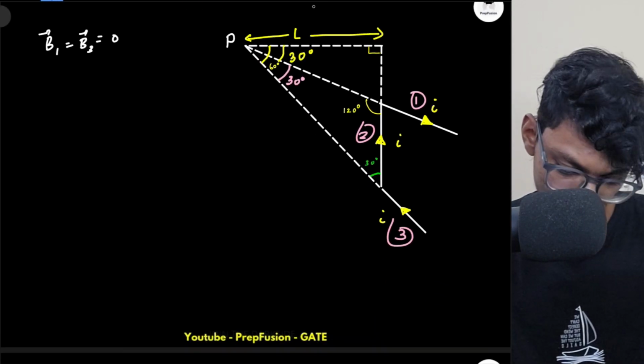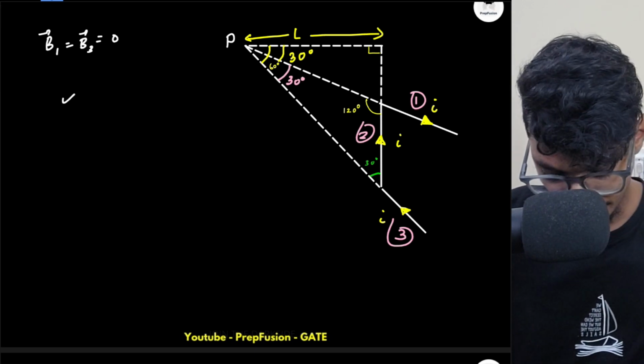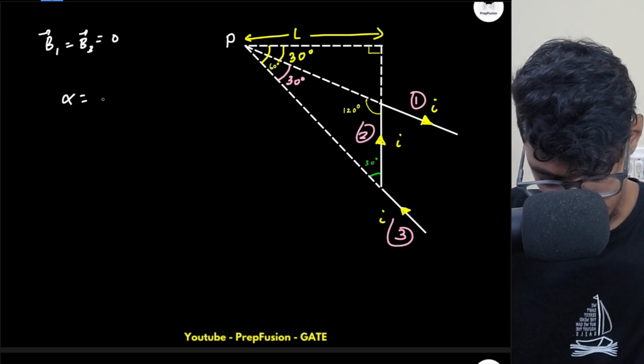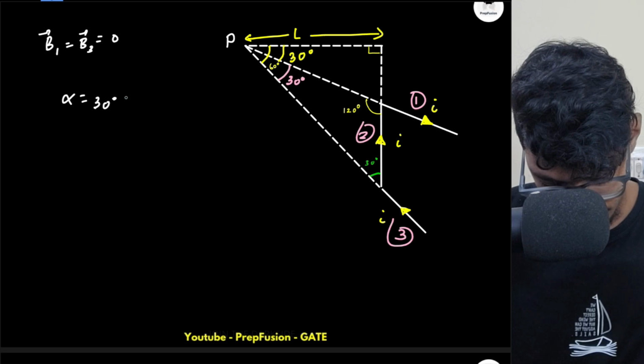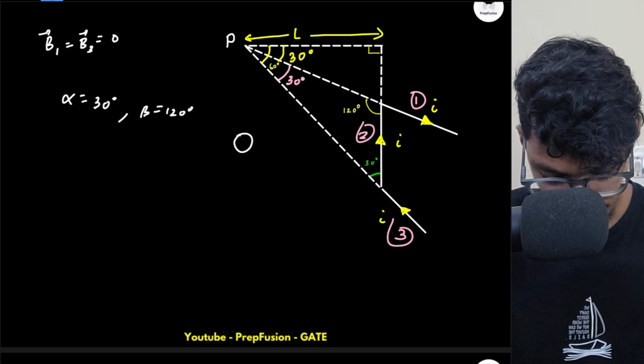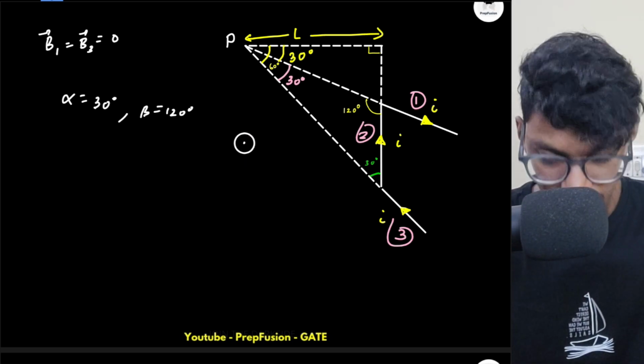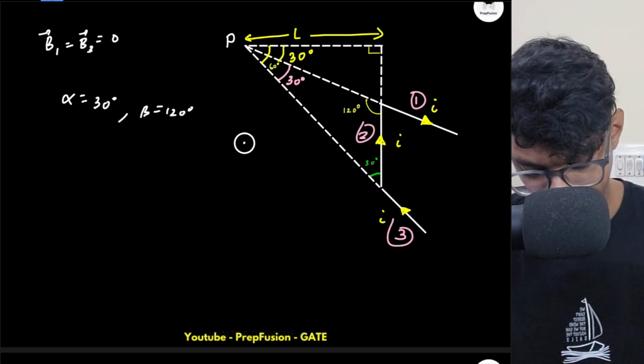Okay, so I can say that my alpha is equal to 30 and my beta equals 120. And the direction is, what is the direction? The direction is coming towards me, so it will be dot, coming towards me, right? If I curl my right hand, it will come towards me.